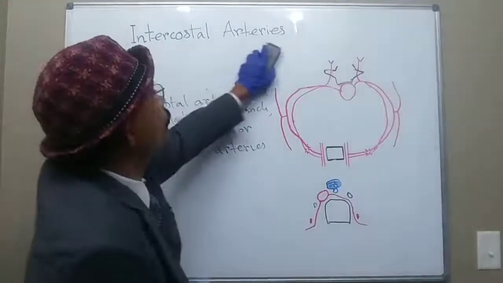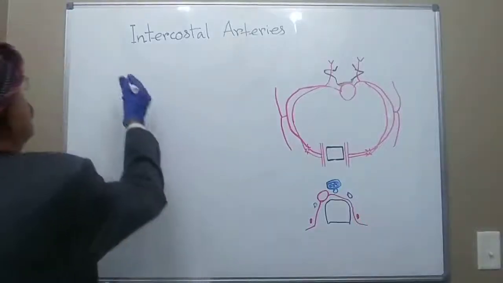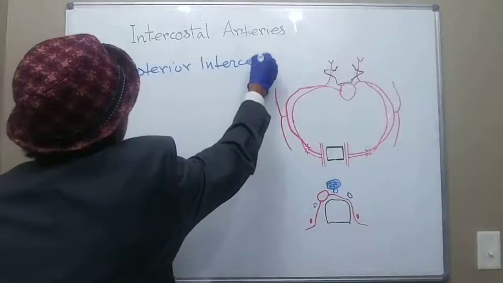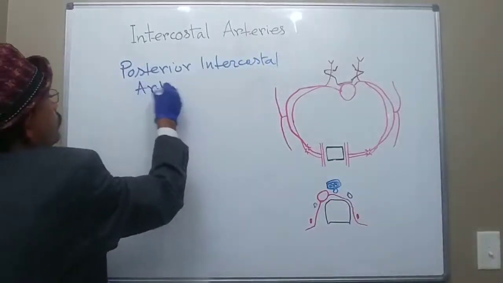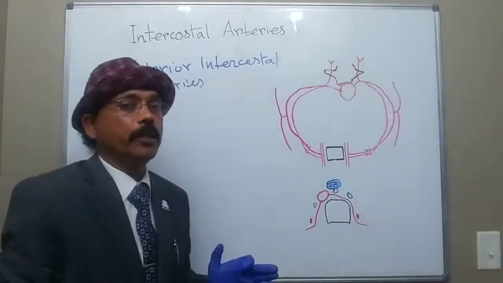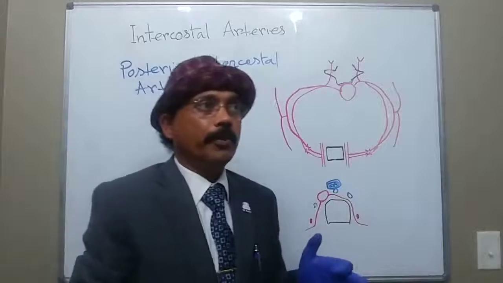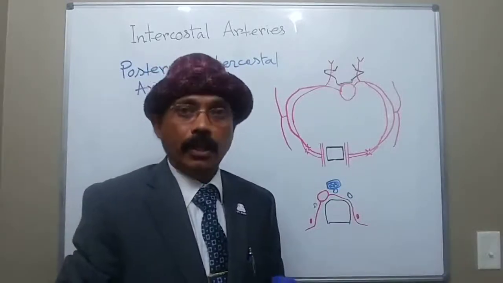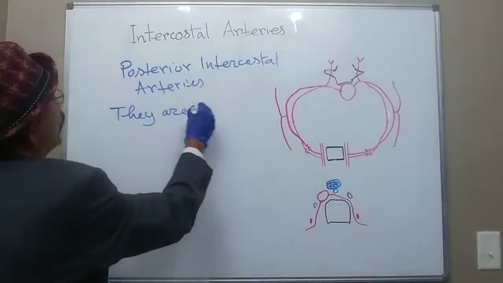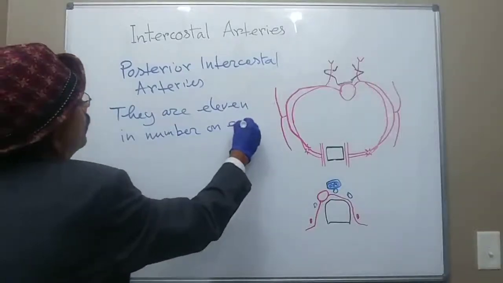Okay. So if we go to the posterior intercostal arteries first, the posterior intercostal arteries. We have one posterior intercostal artery in each of the posterior intercostal spaces. They are present in the posterior aspect and they are bigger than the anterior intercostal arteries. They are 11 in number on each side.